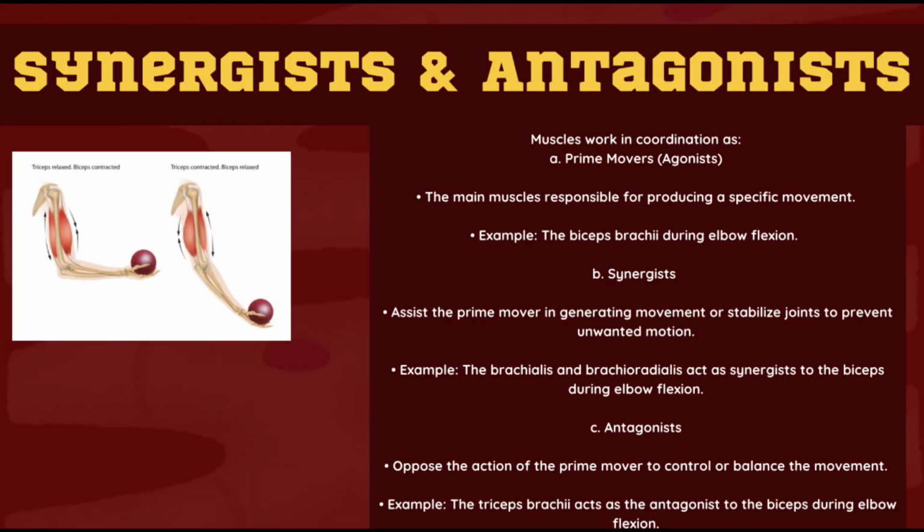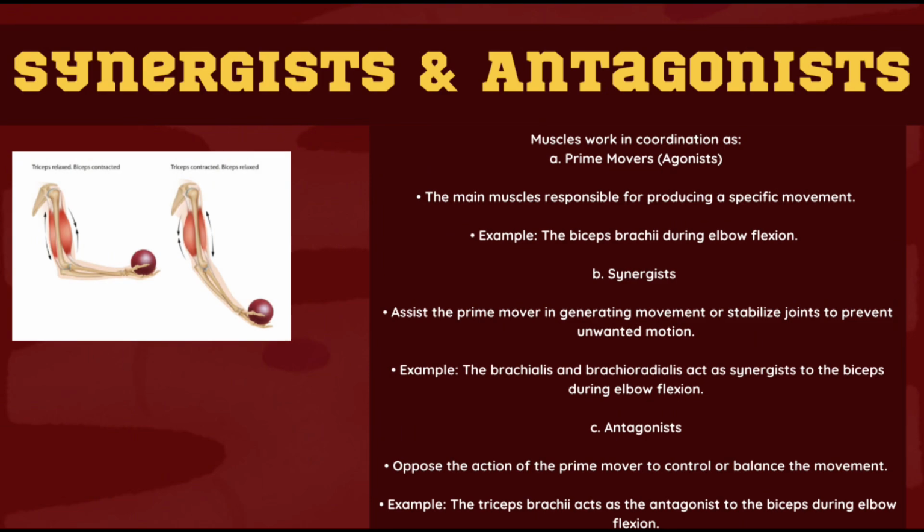Synergists and antagonists. Muscles work in coordination as follows. A. Prime movers, agonists, are the main muscles responsible for producing a specific movement. Example, the biceps brachii during elbow flexion. B. Synergists assist the prime mover in generating movement or stabilize joints to prevent unwanted motion. Example, the brachialis and brachioradialis act as synergists to the biceps during elbow flexion.